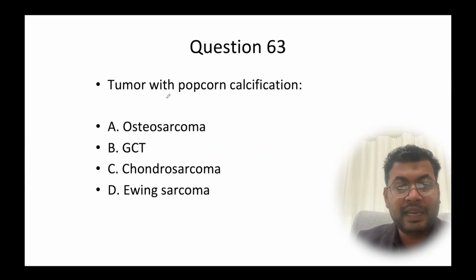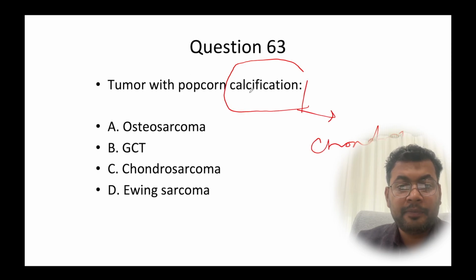Tumor with popcorn calcification. So we talk about calcification. That means we are talking about a chondroid tumor. So we have to see which out of these is a chondroid. So C is a chondrosarcoma. It is a chondroid tumor. Answer is C.